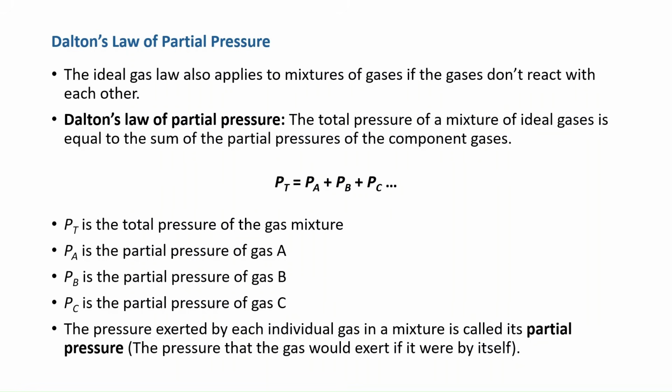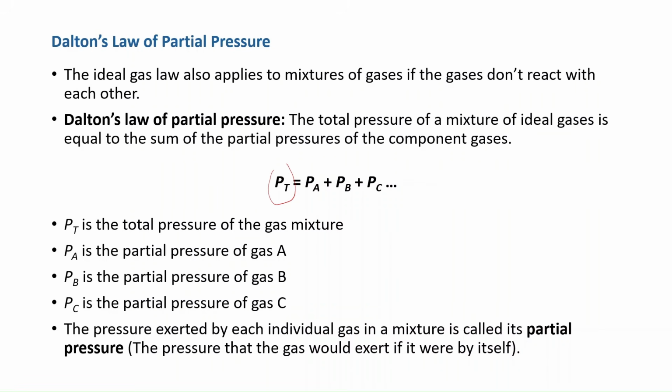Okay, so we're going to see that the ideal gas law applies to mixtures provided they don't react with each other. They're just mixing. And basically what Dalton said was that the total pressure of a mixture is going to be the sum of the partial pressures of the component gases. So if PT is the total pressure, the partial pressures of all the components add up. And it makes kind of sense. You need to understand what partial pressure means. It's the pressure that each gas individually exerts if it was by itself.